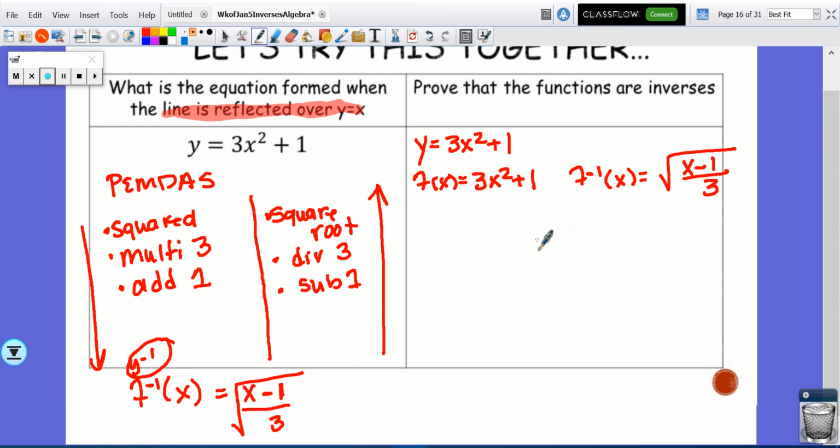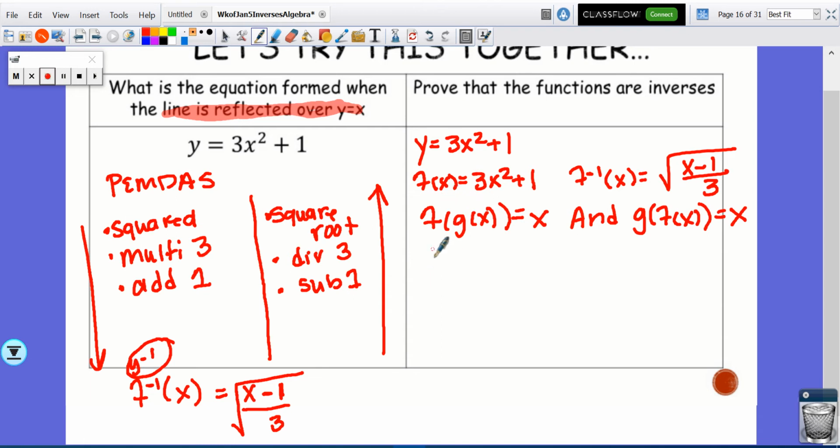So now what we would do from here is we need to verify that these are inverses. So we need to do the composition of functions. We need to decide, when I do f of g of x, does it equal x? And when I do g of f of x, does that equal x? If both of those equal x, then we know that these functions really are inverses. So we're proving that they are inverses.